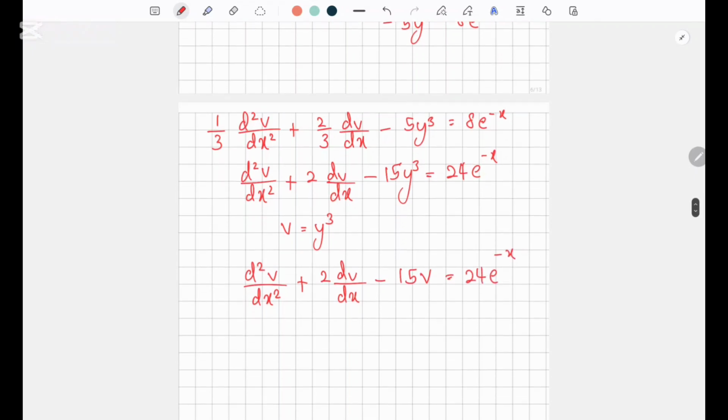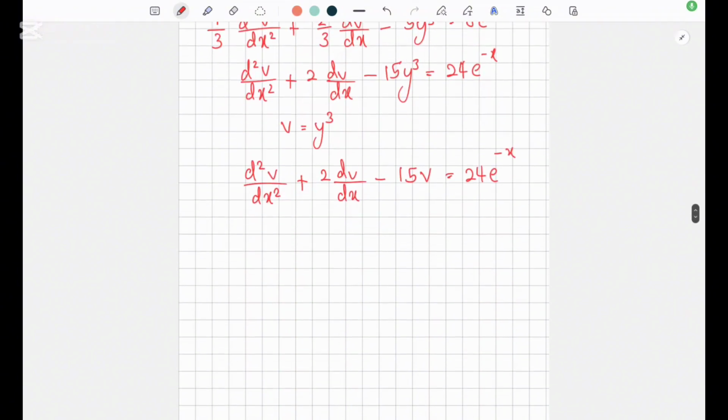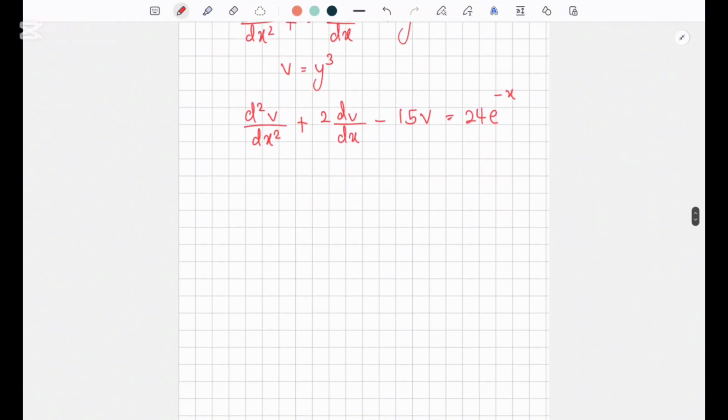Now all you have to do is just solve this, which is very easy. I'll show you guys how to solve this. You see the second derivative, first derivative, and minus 15v, right? So that's actually a quadratic equation. These are the basics of differential equations, so I'm not going to go through the basics, but if you guys need help with that, please drop a comment. I'll help you guys with that.